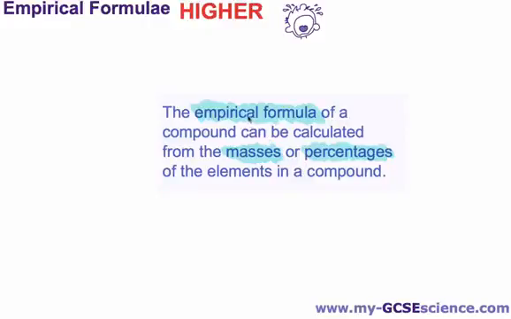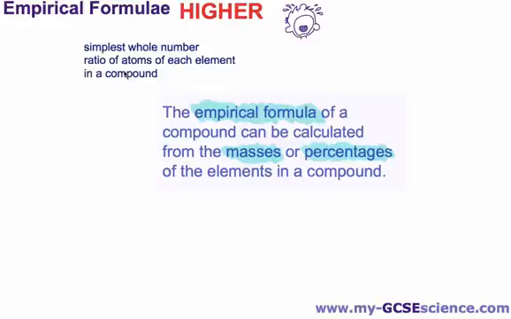The first thing we probably need to look at though is what we mean by empirical formula. So I've written it out over here for you. The empirical formula is the simplest whole number ratio of atoms of each element in a compound. So we look at the ratio of the atoms of each of the three different, or two, or however many different elements, and we compare those ratios, and that helps us to work out the empirical formula.